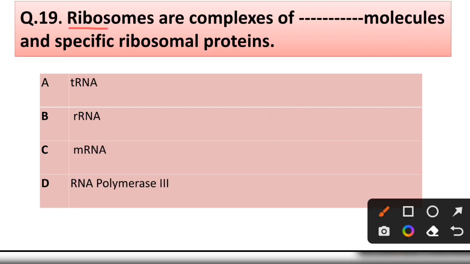Question number 90. Ribosomes are complexes of dash molecules and specific ribosomal proteins: tRNA, rRNA, mRNA, RNA polymerase 3. Correct answer is option B, rRNA.